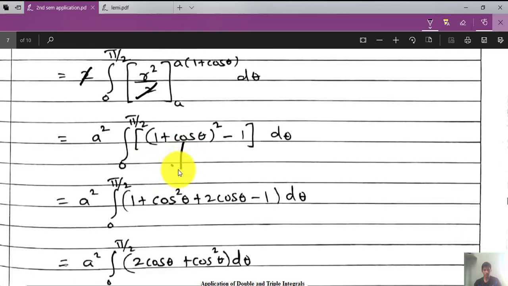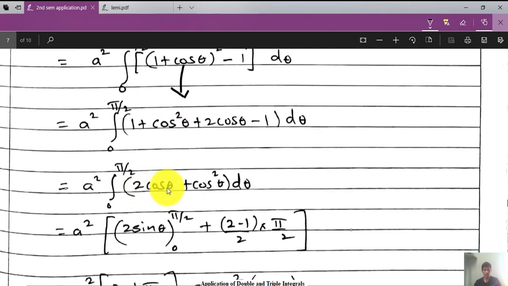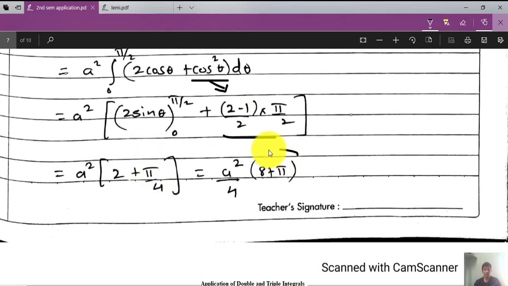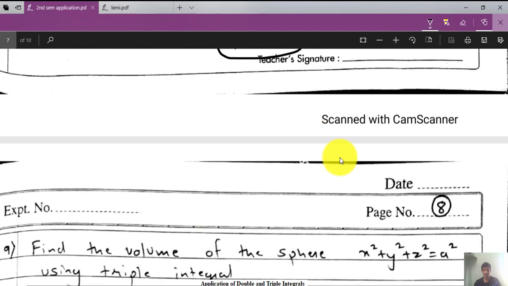Then evaluate it, that is the (a + b) whole square formula, right? So it turns out to be 2 cos theta plus cos square theta. The minus 1 and plus 1 get cancelled, right? So it is 2 cos theta plus cos square theta d theta. Then 2 is a constant outside, and the integral of cos theta is sin theta from 0 to pi by 2, plus this. You make use of the reduction formula, which was given to you in the previous classes. So after evaluating, you have a square divided by 4 times (8 + pi), right?